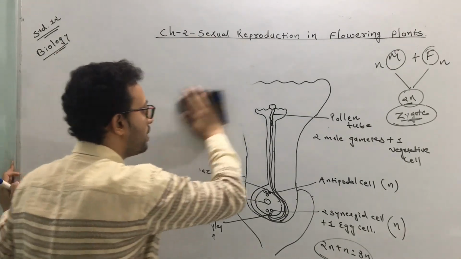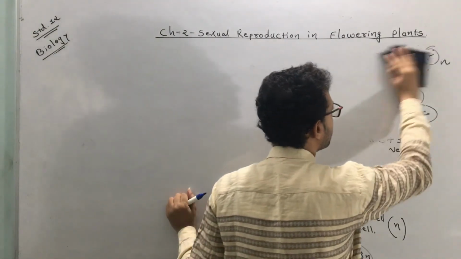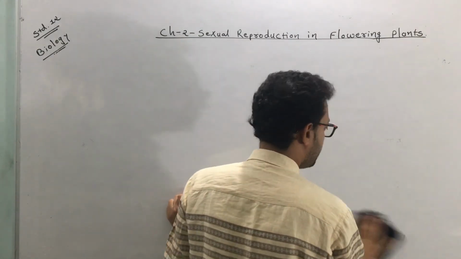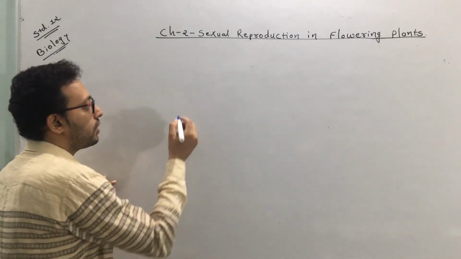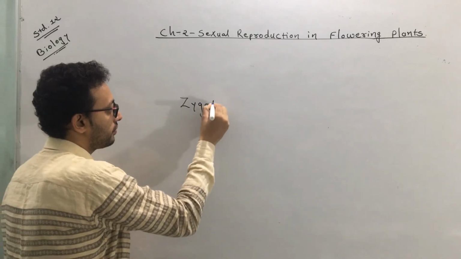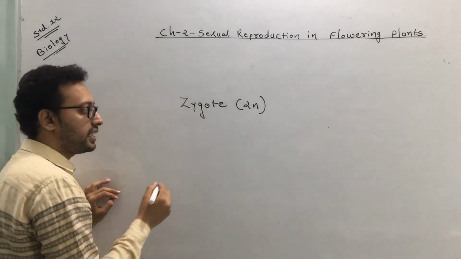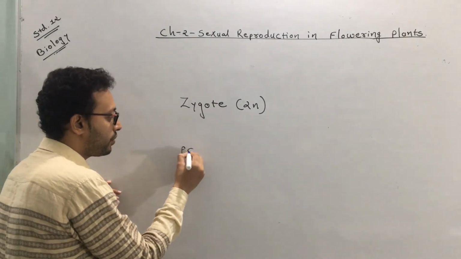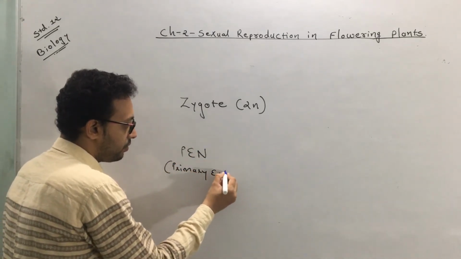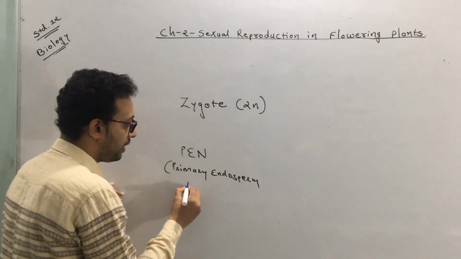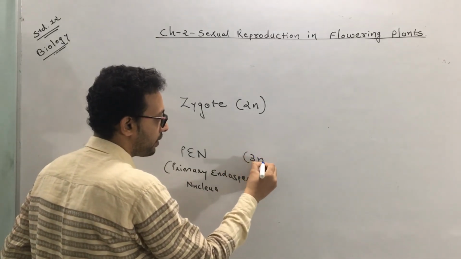Next, we are not starting the next topic, but I just briefly inform you so you will remember what will happen in the next session. So at the end of double fertilization, what do we have? We have zygote. This zygote is diploid. This is a product of the first fertilization. And in the second fertilization, we have a product called PEN, primary endosperm nucleus, and that is 3N, triploid.